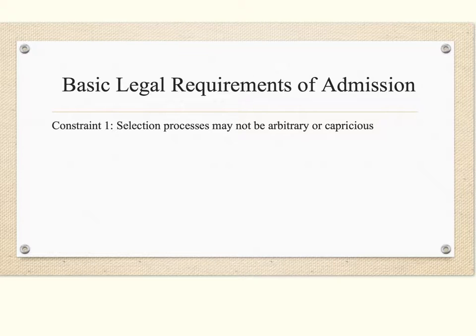First thing I want to cover with you is just the basic legal requirements of admissions, or the student rights in general. There's three main constraints that must be considered when admitting a student. The first constraint is that the selection process may not be arbitrary or capricious. So what this means is the institution has to have a valid, documented reason why they are or are not accepting a student. This can't be based on opinion, your feelings, your change in mood. It has to be a policy or procedure that we've established that the student either has or has not fulfilled.